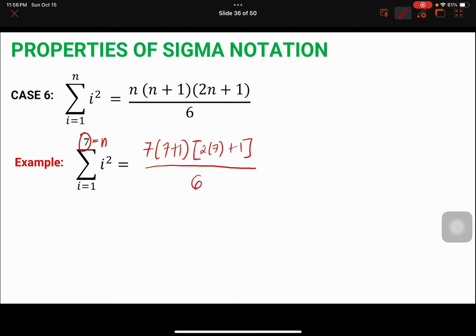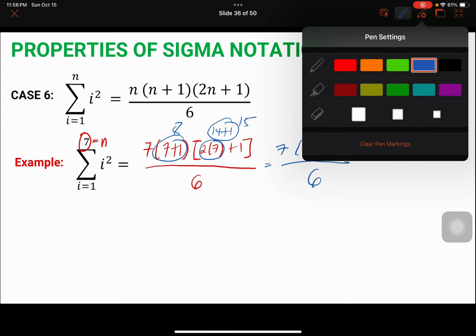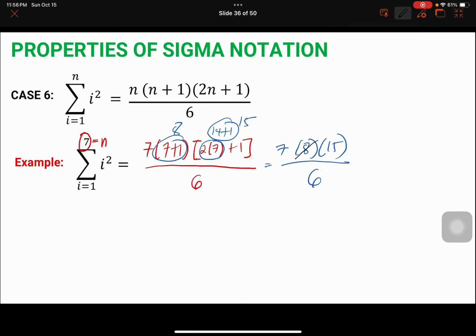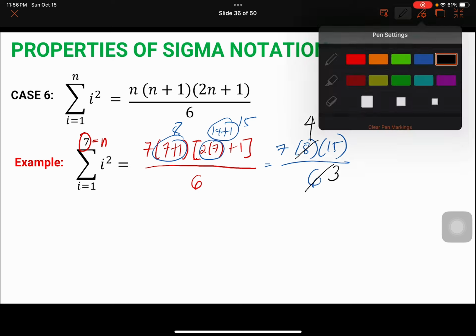Okay? Then divide natin siya kay 6. So 7 plus 1 in this part, magiging 8. Then 7 times 2 is 14 plus 1. So ito ay magiging 15. So we have 7 times 8 times 15 over 6. So may tips before, para madali mag-solve. Let's lowest term the given value. So 8 divided by 6, di ba? Pwede siya maging 4 divided by 3. So we have 4/3 para lumit siya.